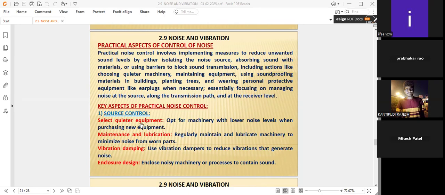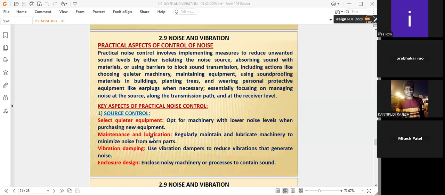First of all, source control. Before selecting the machinery, we have to see which equipment gives less noise, and select the quieter equipment. Quieter means less vibration. The noise level will be given. The selection of the equipment is one point, so source control can be taken care of.